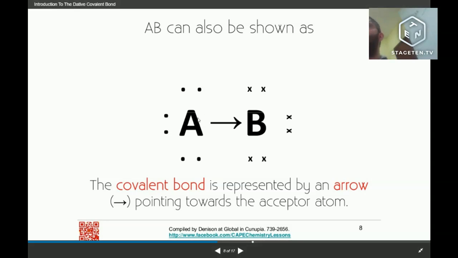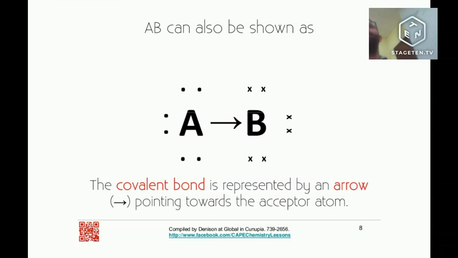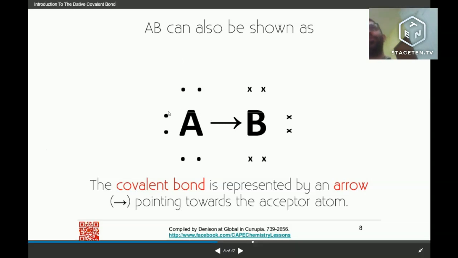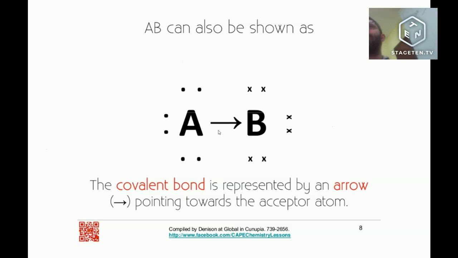Now, a covalent bond we can represent by an arrow. So remember, in organic chemistry, we represent the movement of electrons with arrows. Which means that, because we are representing the movement of electrons with arrows, we can say that the two electrons have gone to B to form a bond. What is a bond? It's a sharing of two electrons. They're both coming from A, so we can draw an arrow.